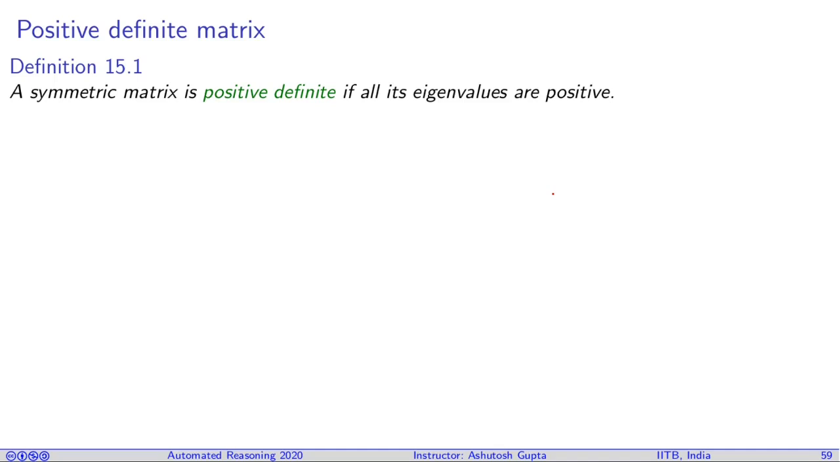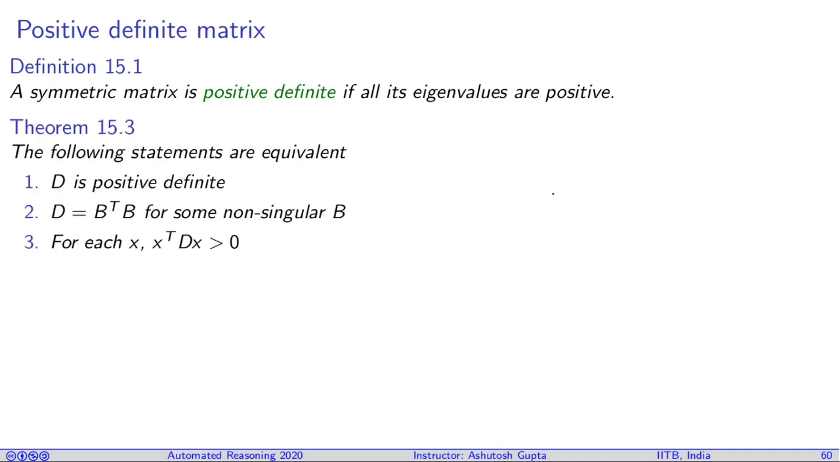Okay, so before understanding ellipsoids, we need to know positive definite matrices, and that actually defines an ellipsoid. What is a positive definite matrix? All eigenvalues are positive. The following statements are equivalent for a positive definite matrix. So how do we understand a positive definite matrix? If it's a positive definite matrix, then we can represent it as a multiplication of a non-singular matrix B and its transpose multiplied with itself, and then it gives you this matrix D. If you take any nonzero vector x, then x transpose D x is greater than 0.